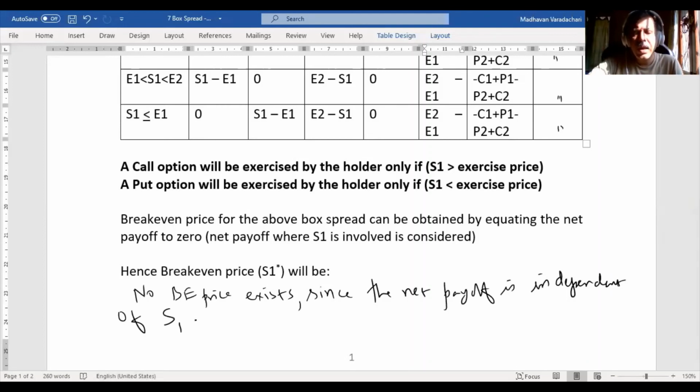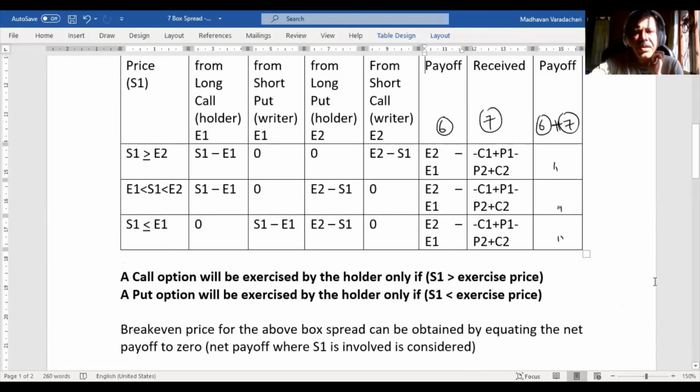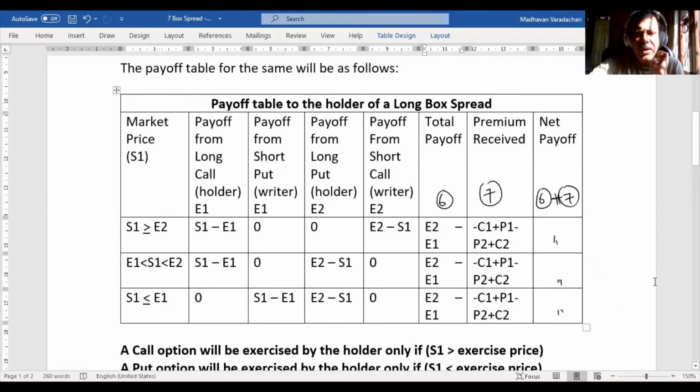So this is a very safe strategy because you will be going into it only after knowing all this. You know what E1 and E2 will be. You also know what C1, C2, P1, and P2 are. Based on all these things, you will decide whether you want to go for this strategy or not. Which means definitely the profit we are going to gain in this strategy will be very low because everybody will be knowing about this aspect, right? So that's about the long box spread.